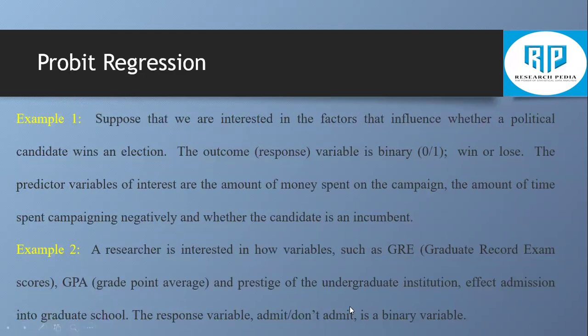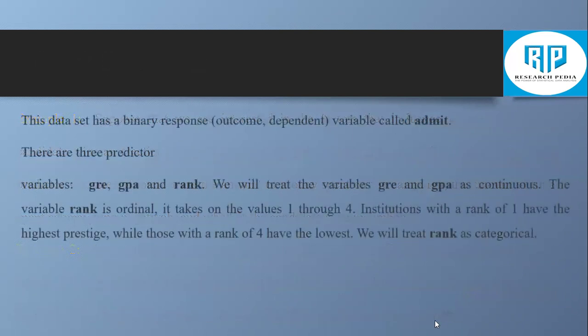on the basis of his or her GRE score, his or her GPA, and the prestige of the institution, whether it is a high ranked institution or whether it is a low ranked institution. So the response variable would be admit or don't admit. It is a binary variable. So on the basis of it, we are going to discuss some data.